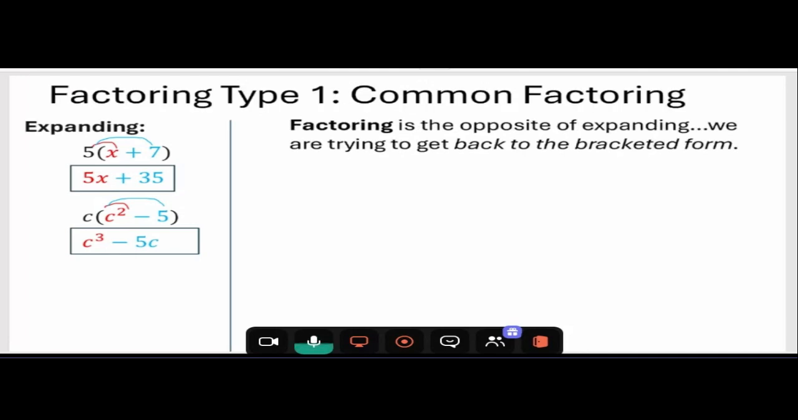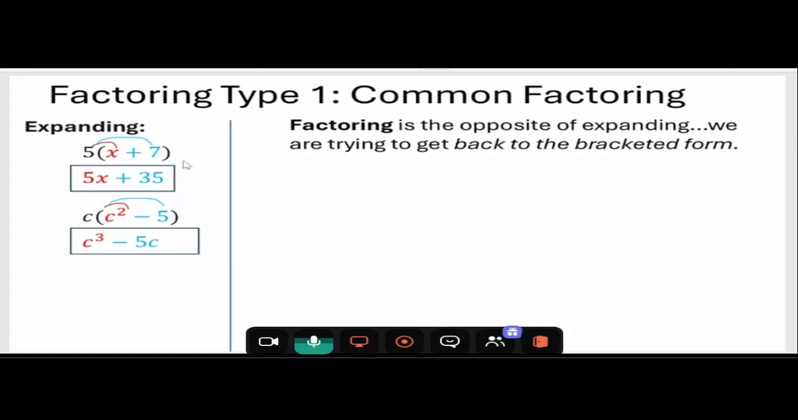Now, what we want to try to do is reverse that process. And we're going to learn four main types of factoring. 3 of them we're going to do right now, and then the fourth one takes a little more time. We're going to do that in our next class. So factoring is the opposite of expanding. We're trying to get back to the bracketed form. So when you are factoring, you will be given something like your answer here, 5x plus 35, and be asked to return it back to this form here.